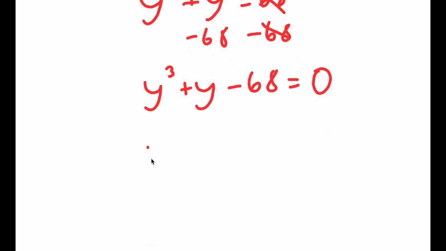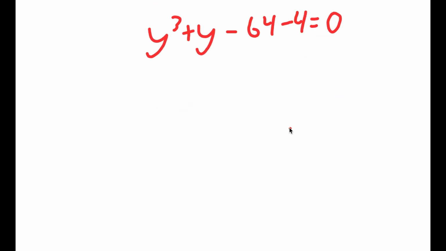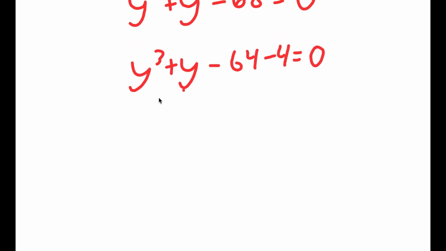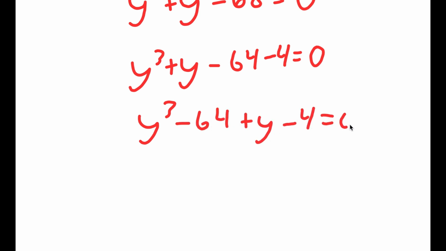Now, 68 I can rewrite as negative 64 minus 4. And now I'm going to change the order to y to the power of 3 minus 64 plus y minus 4 is equal to 0.